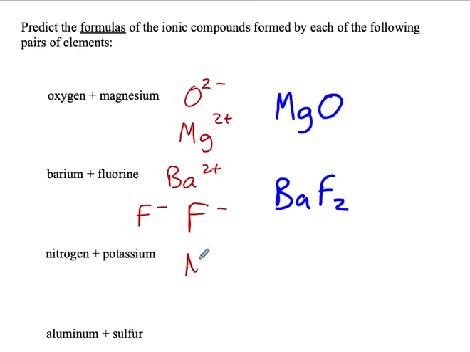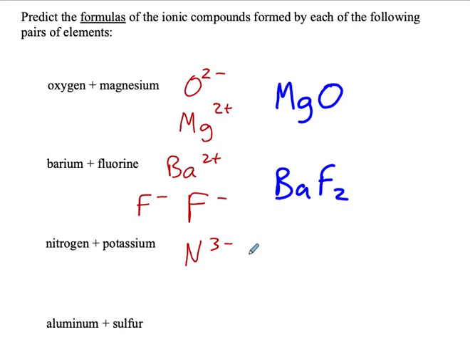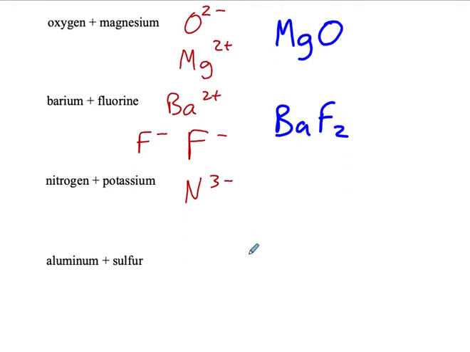Nitrogen gains 3 electrons to form an anion with the configuration of the next noble gas. Potassium loses 1 electron to empty its valence shell. Now to balance charges, I need 3 potassium cations for every nitrogen anion, and I write the corresponding formula as K3N.